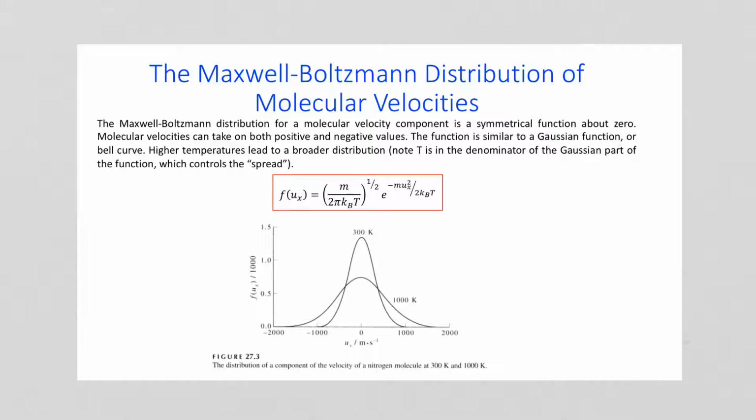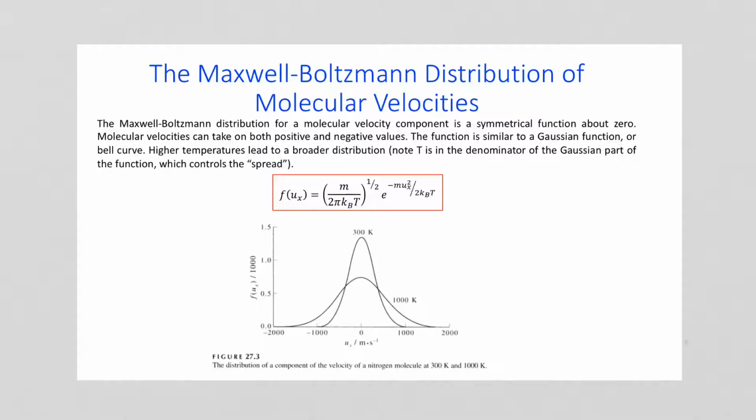Okay, so you may not be able to immediately picture what this function looks like in your head. If you can, awesome, good for you. If not, then you're probably like me and want to plot this to see what it looks like. So here it is. This is a plot of the Maxwell-Boltzmann distribution of molecular velocities for a couple of temperatures.